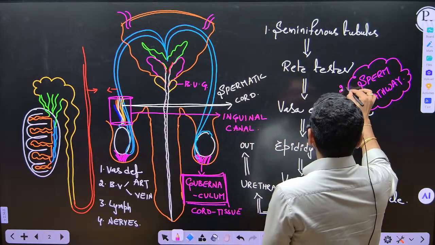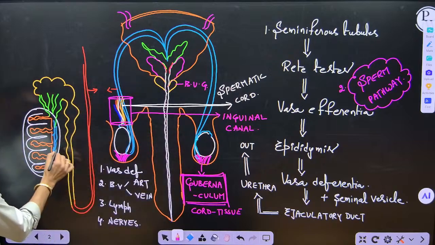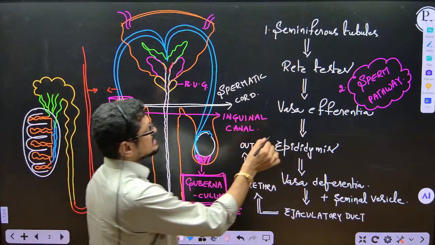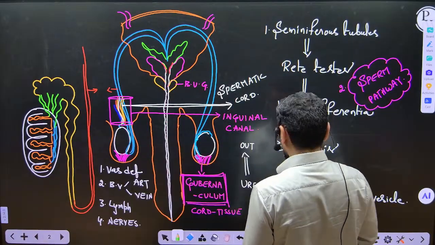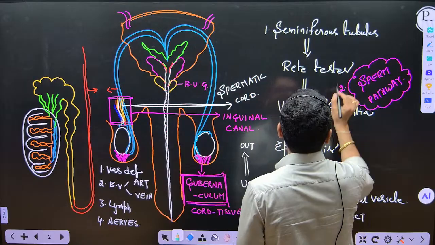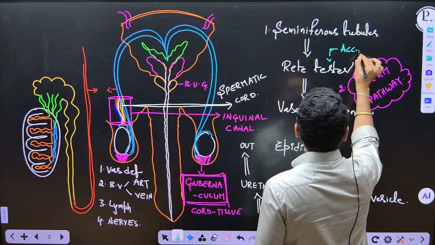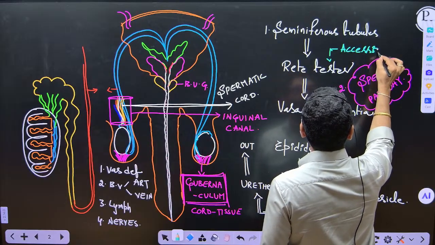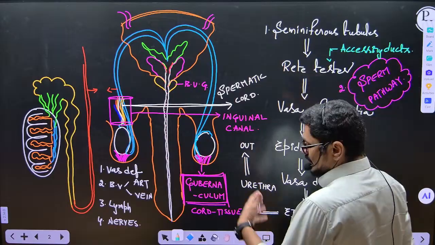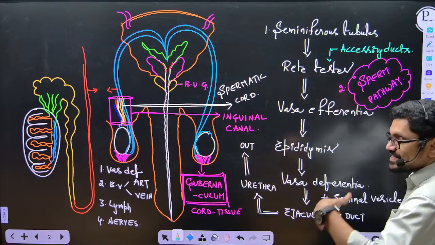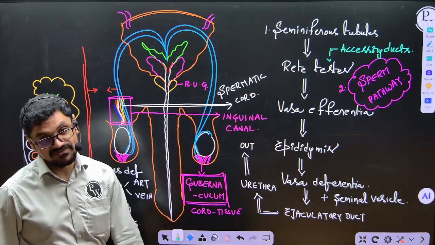It's a very important question, the sperm pathway. And another important thing, starting from the rete testis. What is this blue-colored rete testis? So here I can put a heading: these are called accessory glands. Starting from the rete testis, you can call them an accessory duct or gland. Accessory means additional. So these are all additional ducts which are helpful for the easy passage of the sperm.